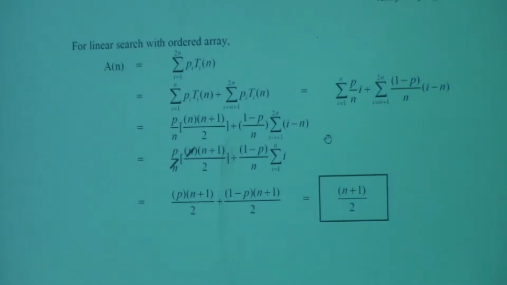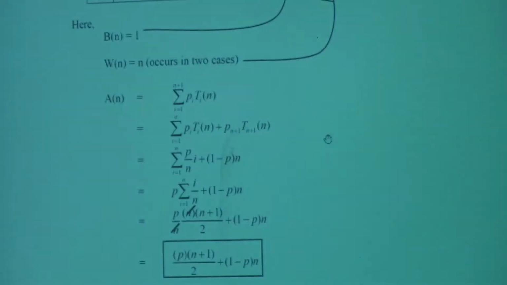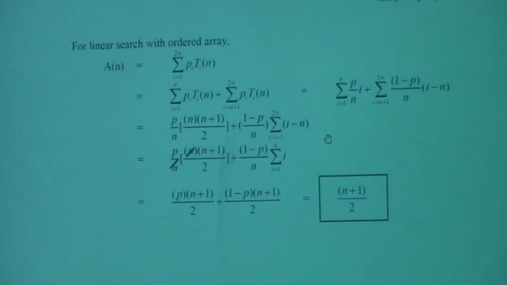Yeah. Okay, fine. So after we have this, we have p times this, (1 minus p) times this. So essentially, when you do the algebra, it comes out to (n plus 1) over 2. So we have two results. One is the previous result, which is when we have unordered, and then we have this one when we have ordered.